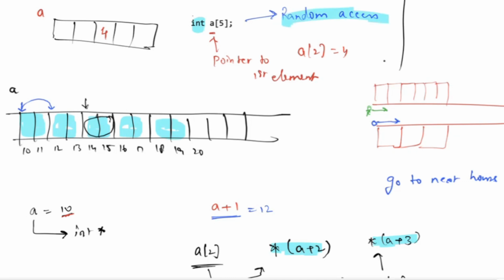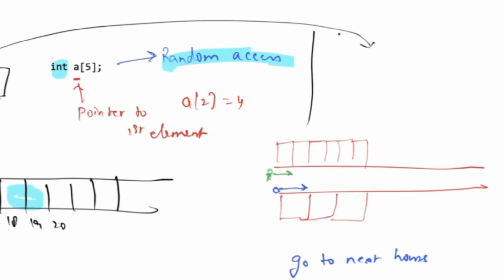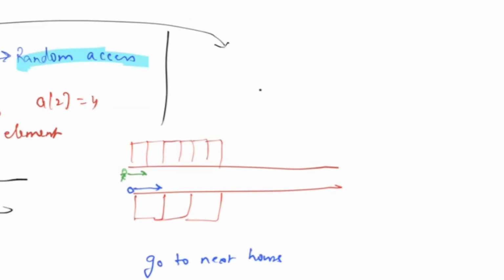However, the disadvantage of using an array is that the size of the array is fixed. You can't increase the size of the array, right? Why can't you increase the size of the array, by the way? Let's say someone asks you that, why is it that we can't increase the size of the array?